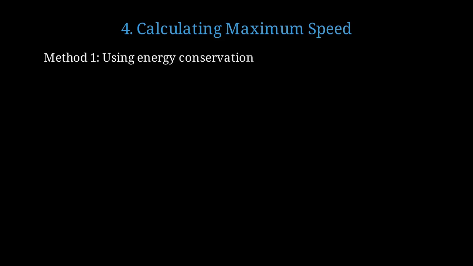Now let's calculate the maximum speed using energy conservation and kinematic equations. We can use energy conservation. At maximum displacement, all energy is potential. At equilibrium, all energy is kinetic. 1/2 k A squared equals 1/2 m v max squared.